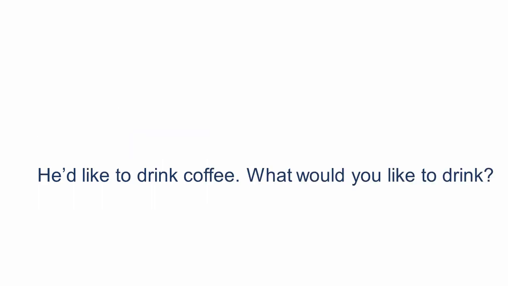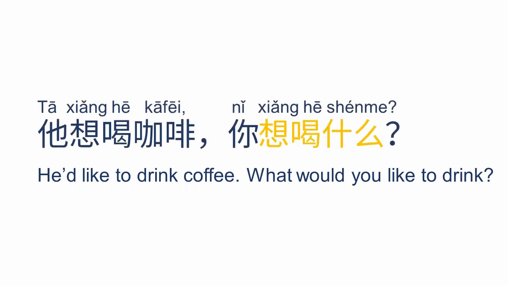呢. First, let's have a look at the sentence. He'd like to drink coffee. What would you like to drink? How do you say this sentence in Chinese? Yes, 他想喝咖啡. 你想喝什么?